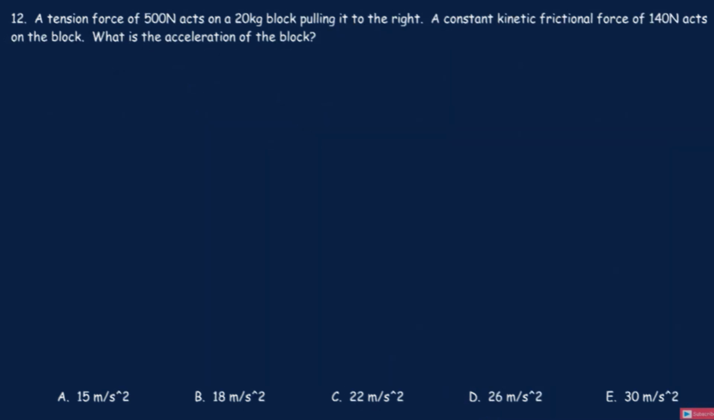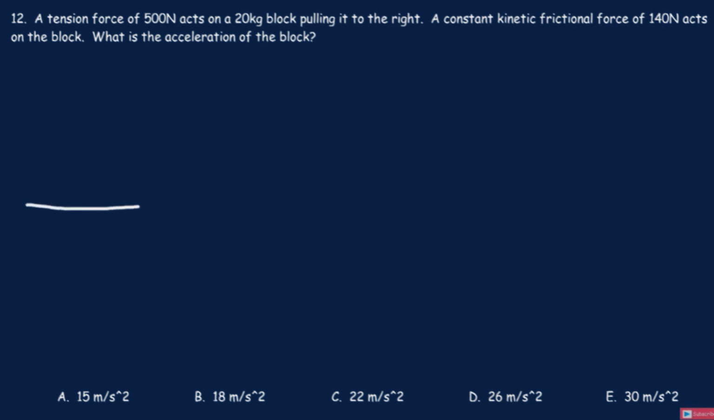A tension force of 500 newtons acts on a 20 kilogram block, pulling it to the right. A constant kinetic friction force of 140 newtons acts on the block. What is the acceleration of the block? So let's draw a picture.